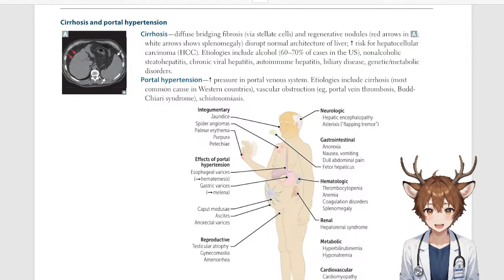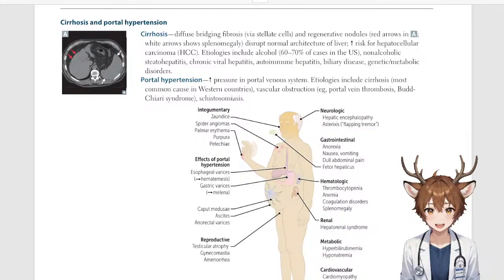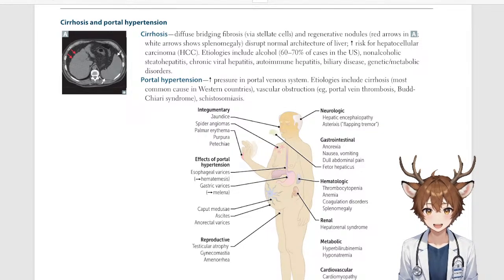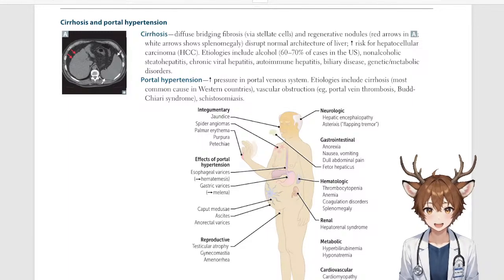Serum-ascites albumin gradient, SAAG: analysis of an ascitic fluid sample determines between the etiologies of ascites. SAAG greater than or equal to 1.1 equals portal hypertension. So if it's greater than 1.1, it's going to be portal hypertension.